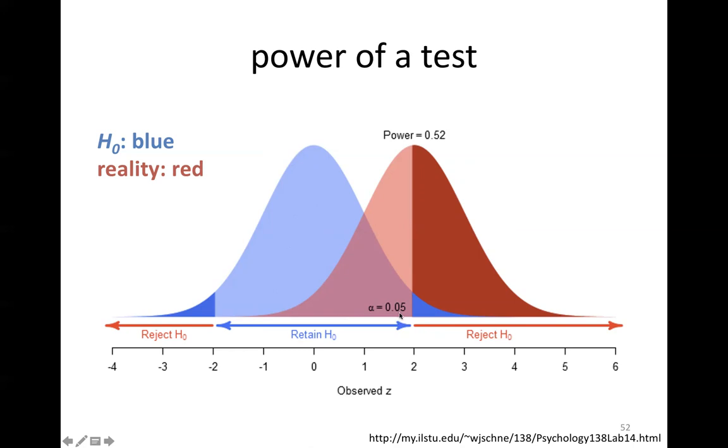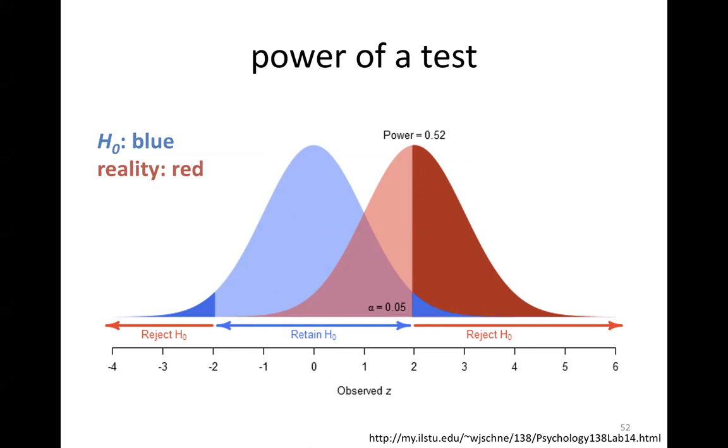If we collect a sample, we collect dots from the red distribution, and it turns out to have a mean here, we won't reject the null hypothesis. If it turns out to have a mean here, then we will reject the null hypothesis. The power is 50%. There's a 50-50 chance. Okay.